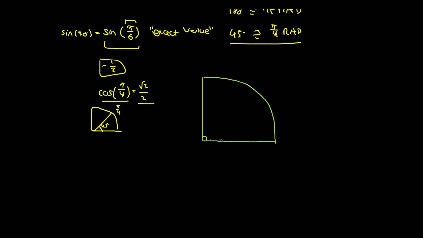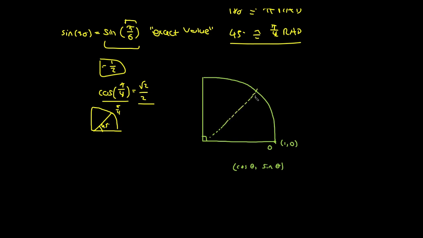I'll put these up as coordinates. Remember the x coordinate is our cosine, and the y coordinate is our sine. So at 0 radians, well, 0 degrees also, that's fairly easy to figure out. That's just 1, 0. And then, as we saw, we can put in 45 degrees.